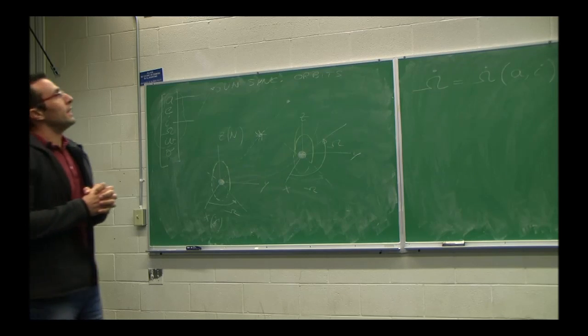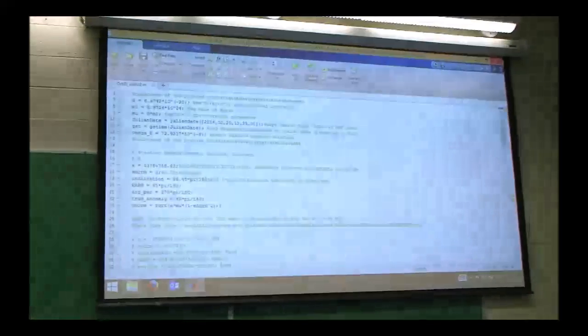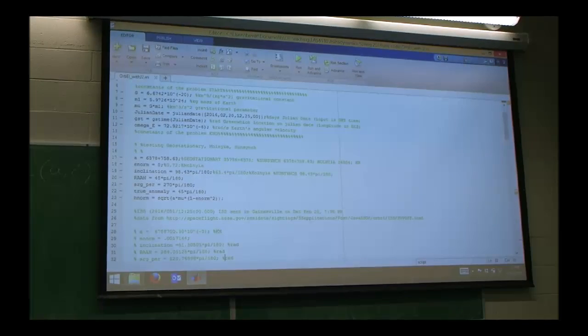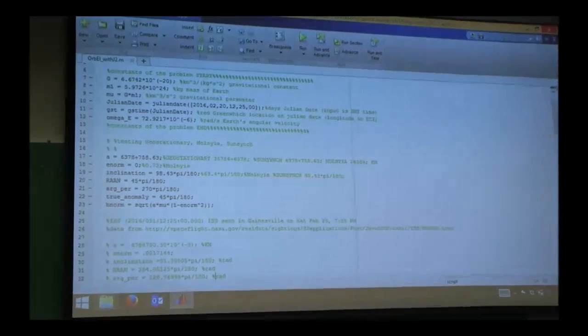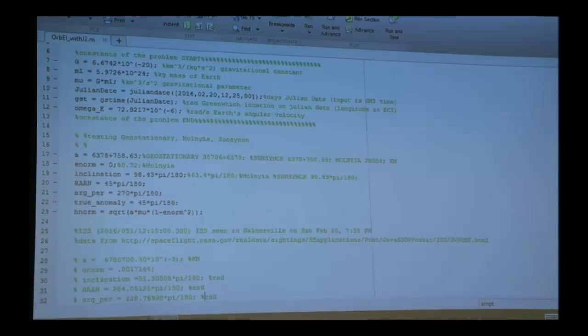So this is a MATLAB file. Can you focus on that? Usually we can, but I probably have to shut off the lights. It does eventually focus on MATLAB.